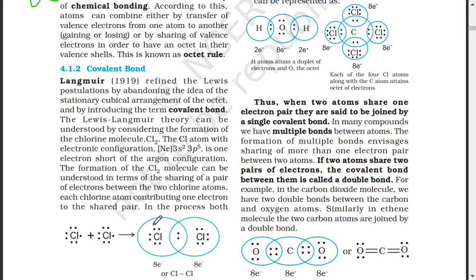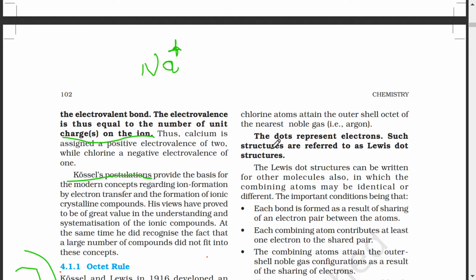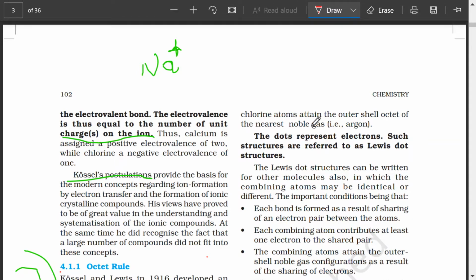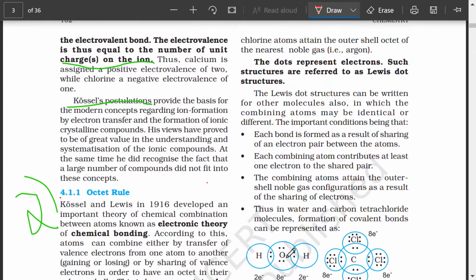In the process, both the chlorine atoms attain the outer shell octet of the nearest noble gas, that is argon. The dots represent electrons, and such structures are referred to as Lewis dot structures. So what this means is that these dots, which are surrounding oxygen, are representing the Lewis dot structure. This figure is made by using Lewis theory, right? Lewis dot structure theory can be written.